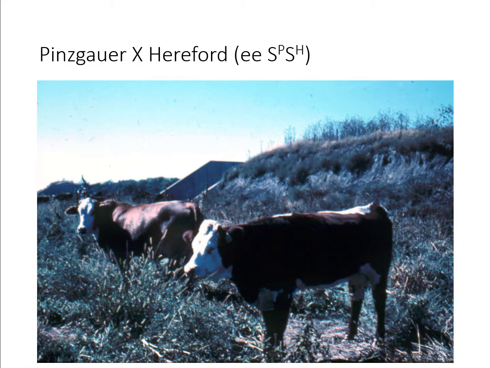So for our Pinzgauer Hereford cross, we get little e, an SP, and an SH. For SP, SH, we're going to get the bald face from the SH and a restricted skunk stripe pattern from your SP. So here you can see the bald face and then the restricted skunk stripe pattern.